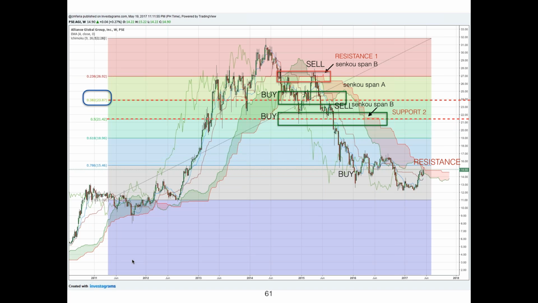Again, we sell that bounce. The price bounced at this level and we sell the bounce at the next Fibonacci level on top. Price bounced at the 50% Fibonacci, so we sell at the 38.2% Fibonacci level on top. Again, this is also where we find the Senkou span A in confluence with Fibonacci. This is that level.